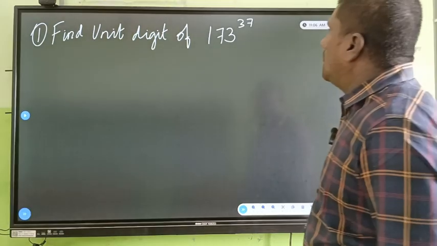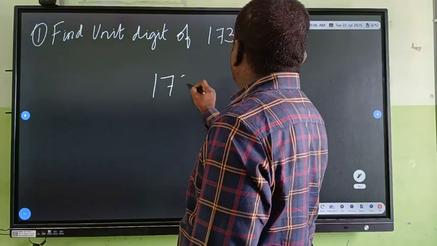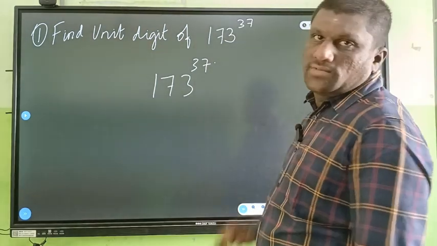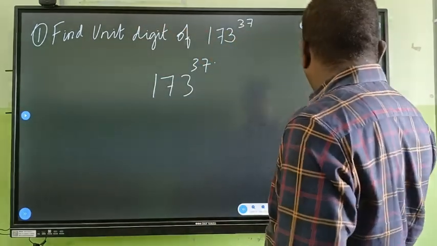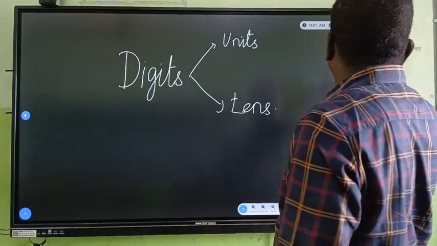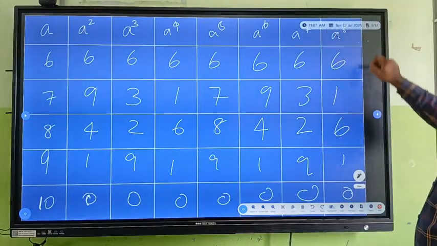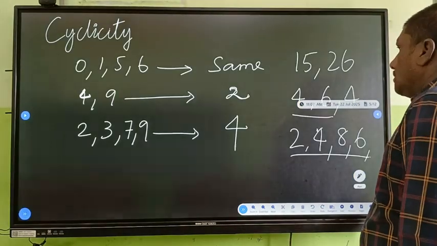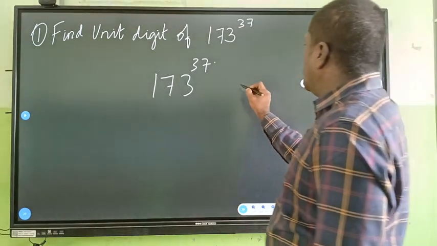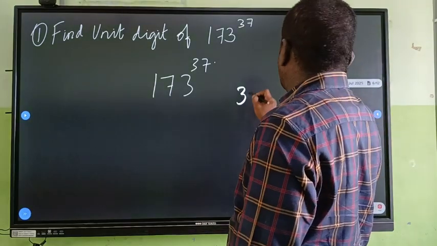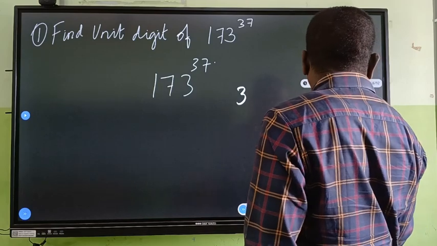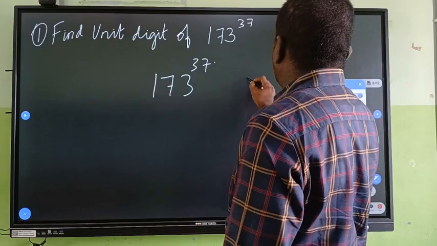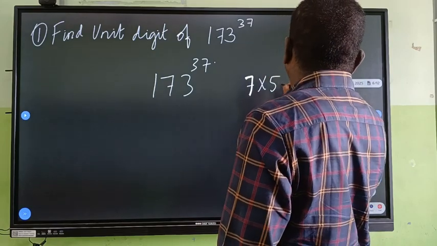So find the unit digit of 173 power 37. Here we have to note that they have given 37 times. Like here we saw about a power 8, till a power 8. Now they are asking some number a power 37. So what do we do? 37 has to be taken into multiples. 37 can be written as 7 into 5 plus 2.